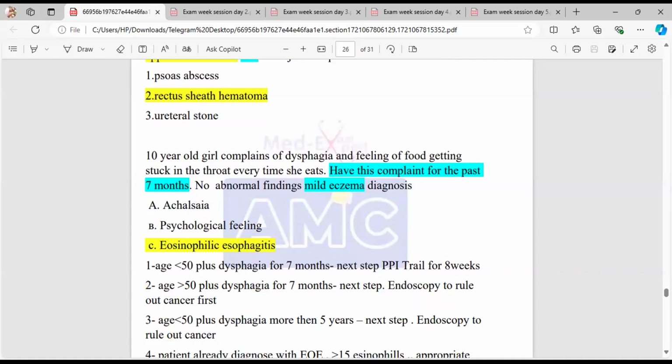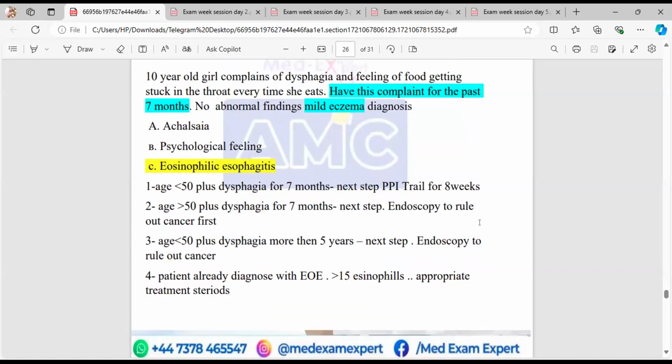Okay, doctor. Now the next question. A 10 years old girl complains of dysphagia and a feeling of food getting stuck in the throat every time she eats. She has had this complaint for the past 7 months. No abnormal findings, mild eczema diagnosis.